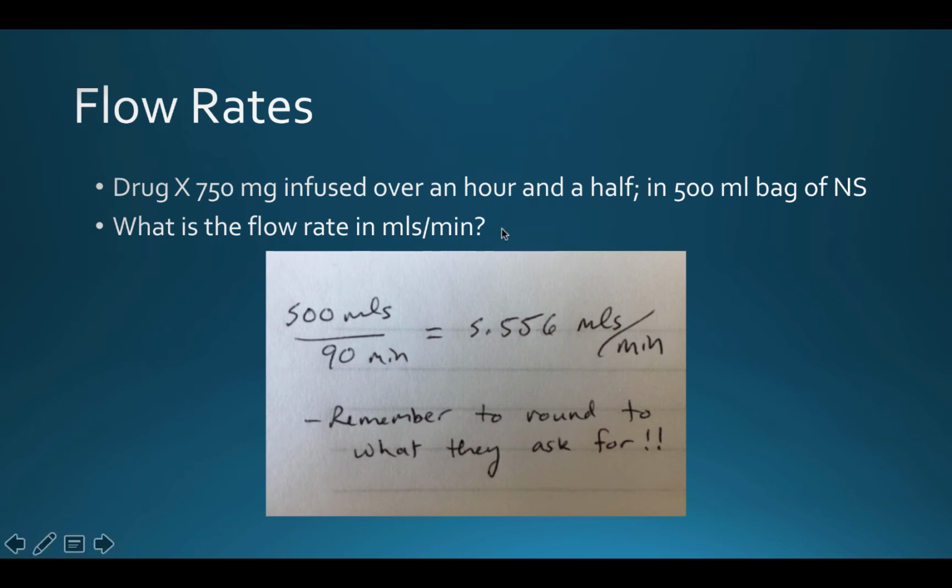Now keep in mind, they may say round to the nearest hundredth, round to the nearest tenth, and you definitely need to remember how to do that. So 5.6 would be rounding to the nearest tenth. Rounding to the nearest whole number, that would be approximately 6 mils per minute. Okay, so definitely look at what they're asking you to do and asking you to round to as well.